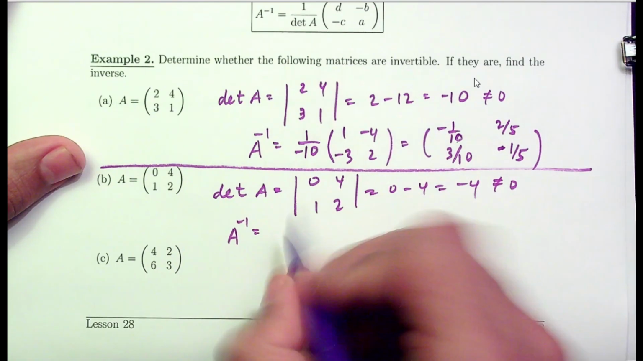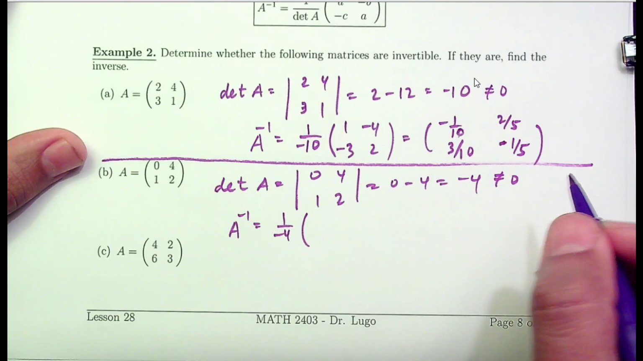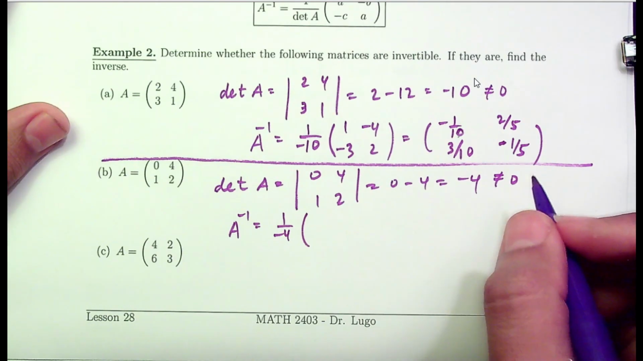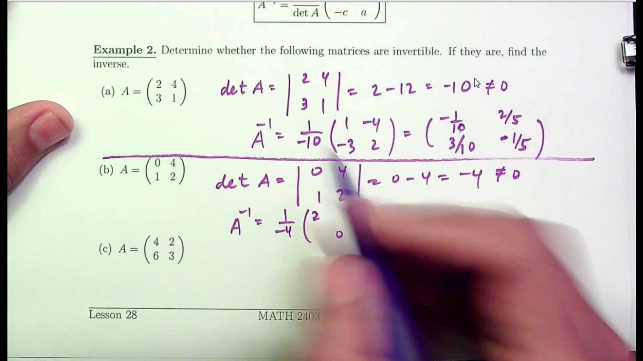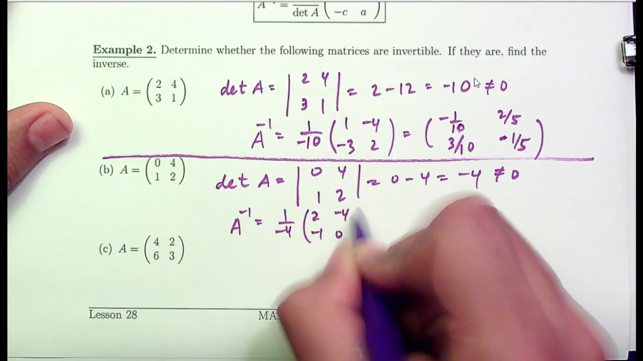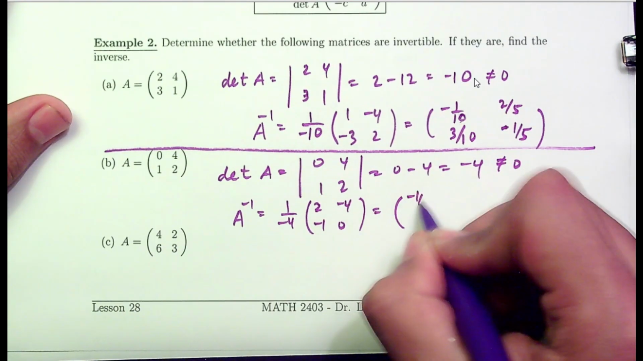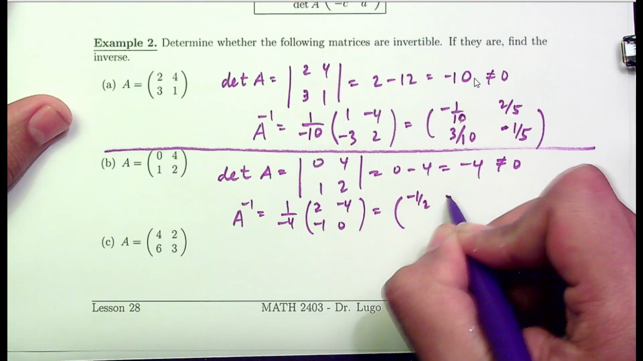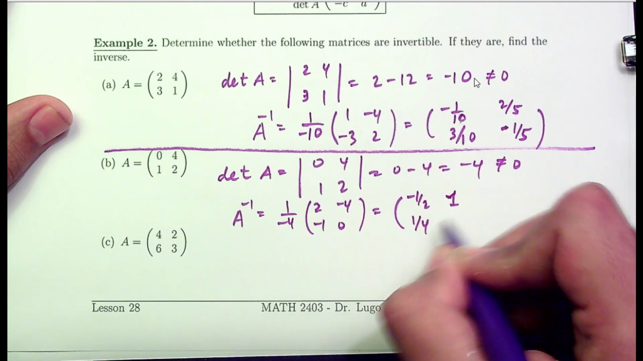The inverse is 1 over negative 4 times, now you flip the entries in the main diagonal, so this is 2, 0, and the other ones you leave them the same but change the signs, negative 1, negative 4. And then you distribute to simplify. This is negative a half, positive 1, positive a quarter, and 0.